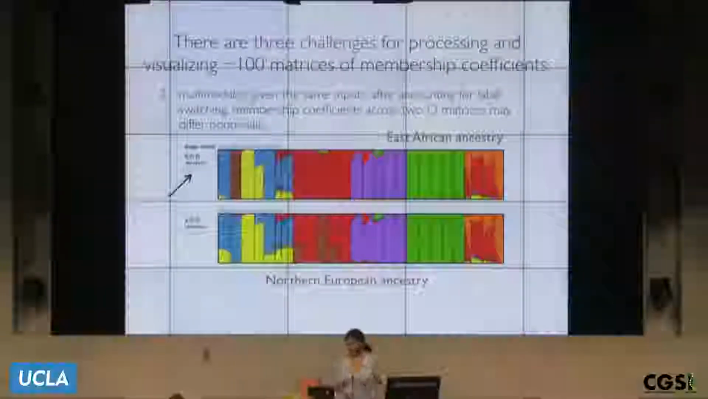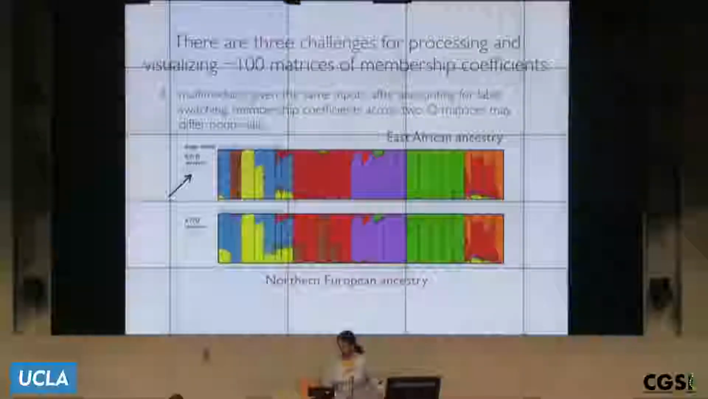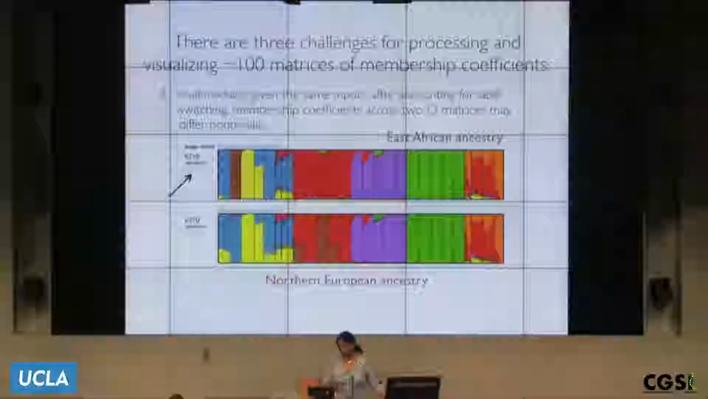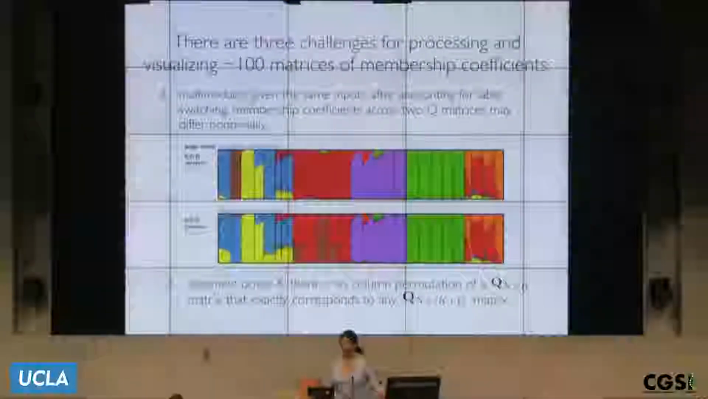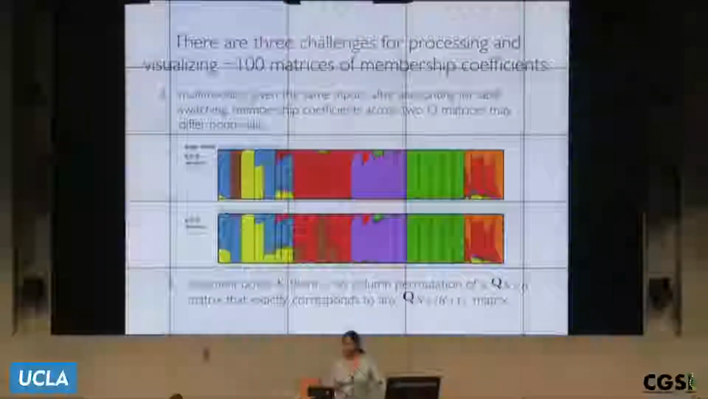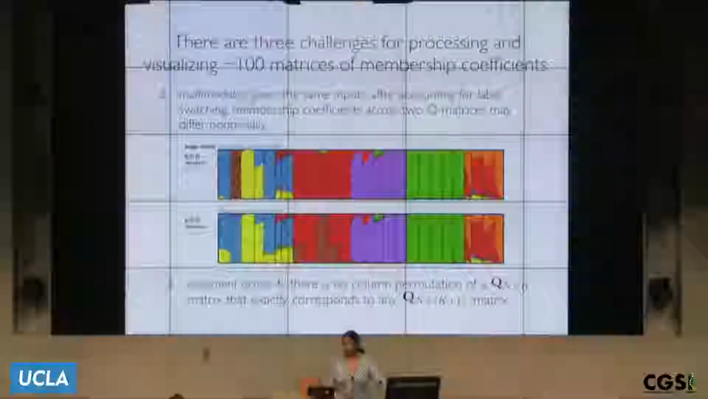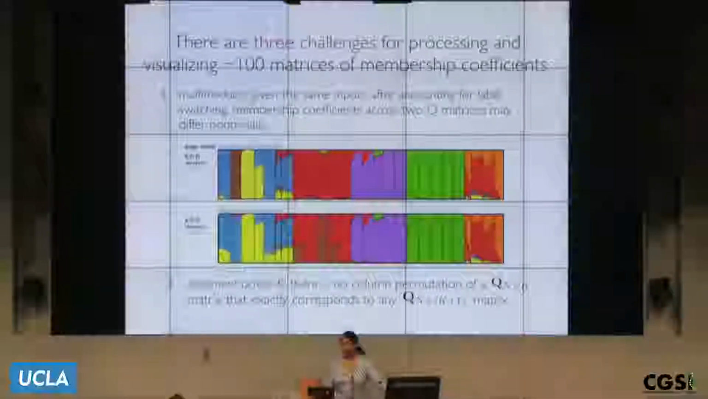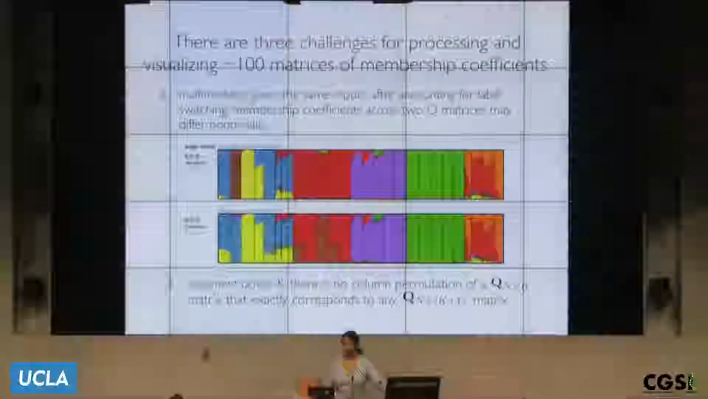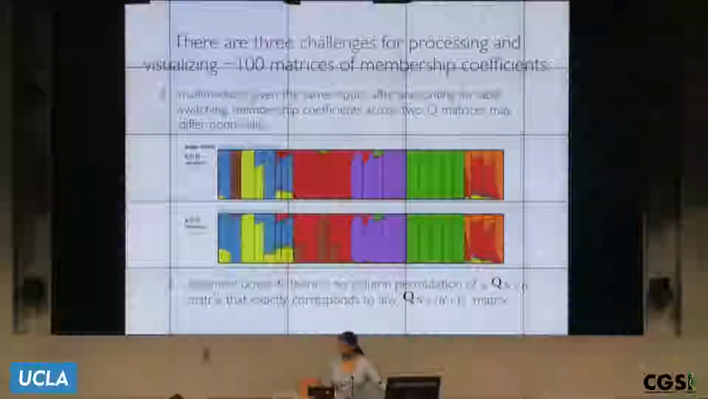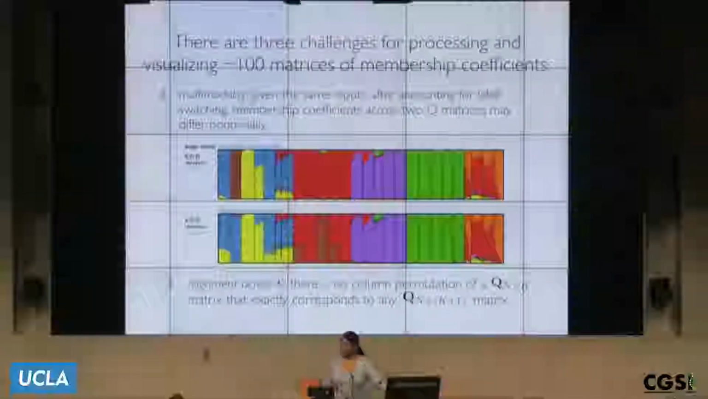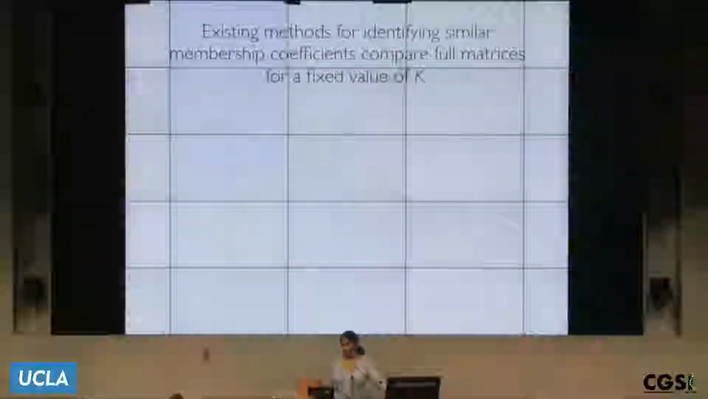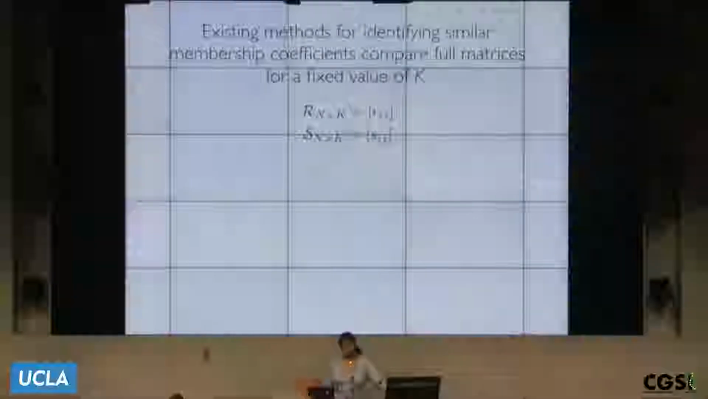Right? And the last problem comes in looking at many values of k, which you can think of as an alignment across k problem. There's no way by inspection to align 2 matrices that have different dimensions in the columns, right? So there are different methods for post-processing your output from LDA. Typically, they work on a fixed value of k.